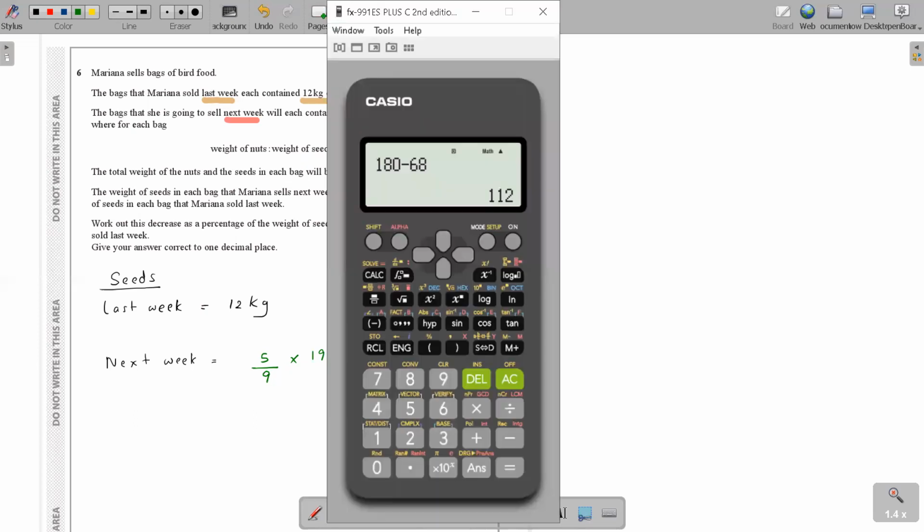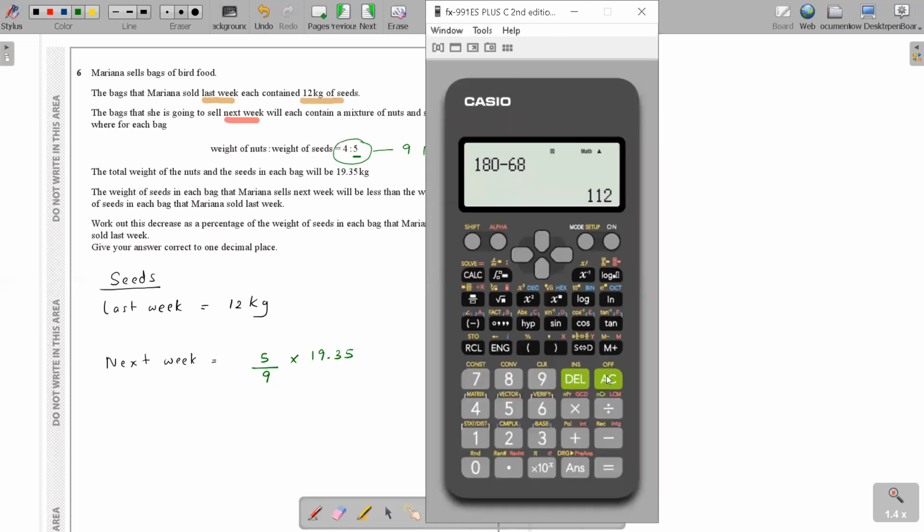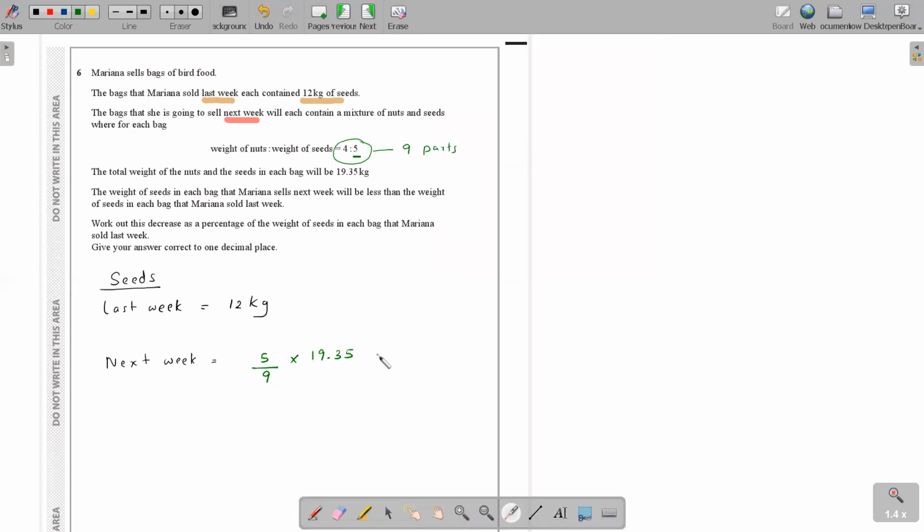So what do we get here? We get 5 over 9 times 19.35, which gives 10.75 kilograms of seeds. As you can see, the question also says the amount she sells next week is lower than what she sold last week. Last week she sold 12 kilograms and next week she is selling 10.75.